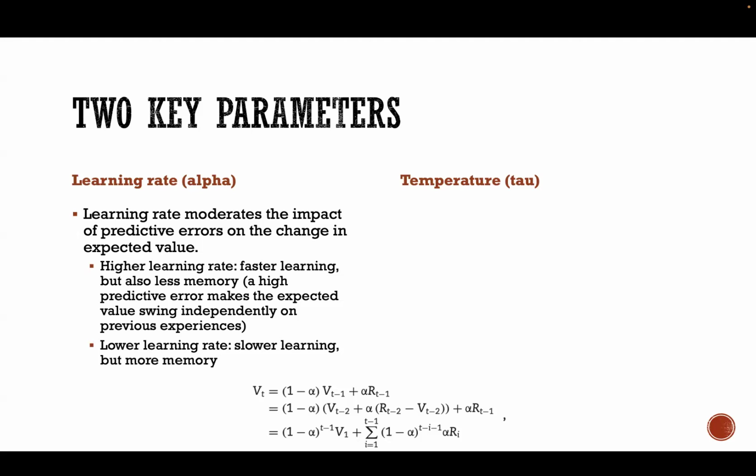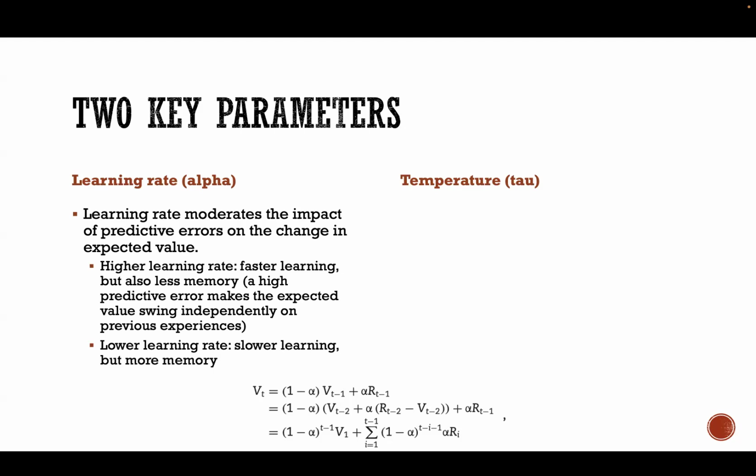well, this is a slight reformulation. If you remember, we had the value at time t minus 1 plus alpha times the predictive error, which can be reparameterized, if we move the predictive error out of the reward, as 1 minus alpha times the previous expected values plus alpha times the reward in the previous trials.